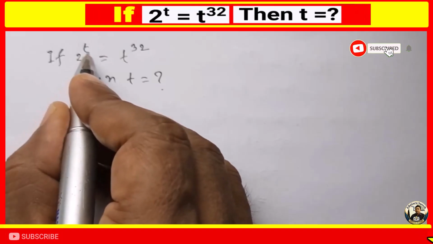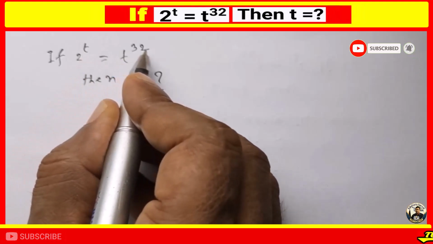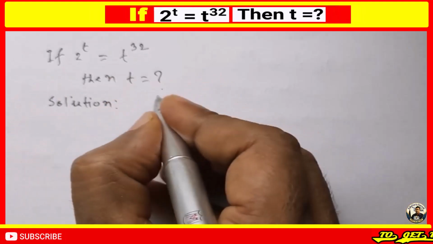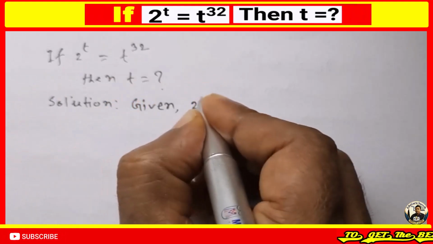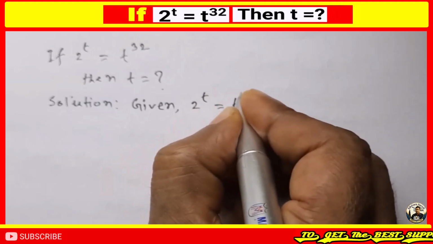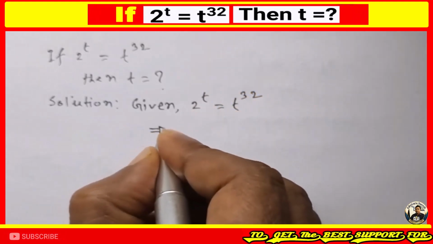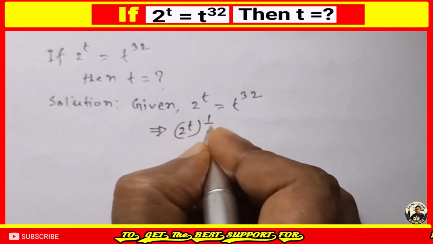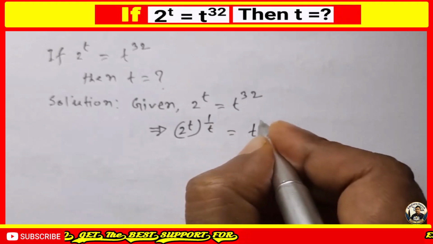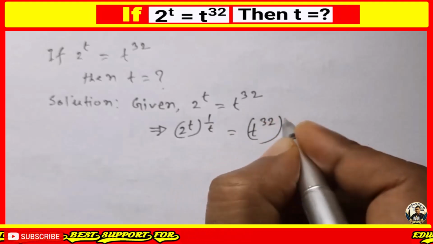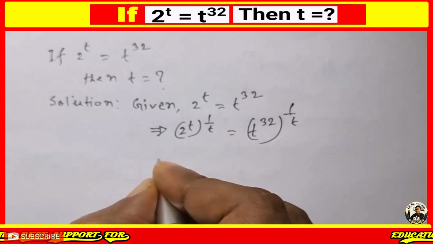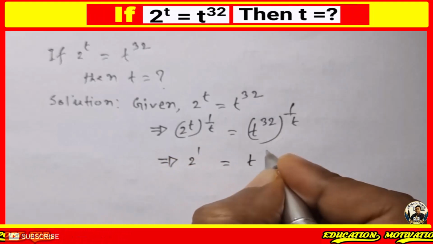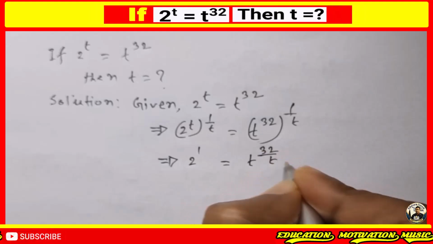If 2^t = t^32, then t equals what? Solution. Given 2^t = t^32, that implies (2^t)^(1/t) = (t^32)^(1/t), or 2^1 = t^(32/t).